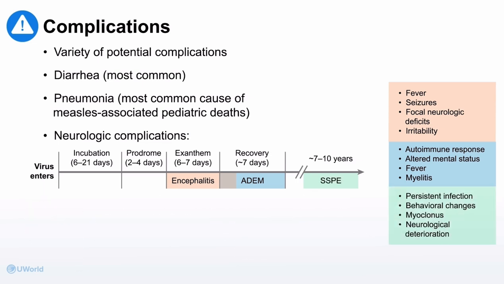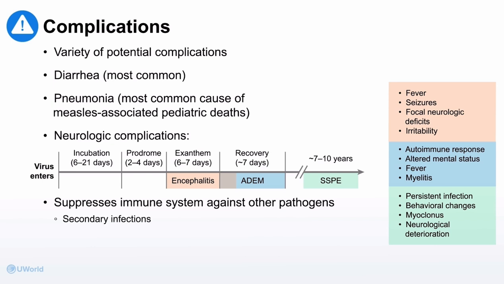Finally, a significant complication of measles is that it can suppress the immune system against other pathogens like adenovirus or Staph aureus, leading to secondary infections. This immunosuppression can last for years.